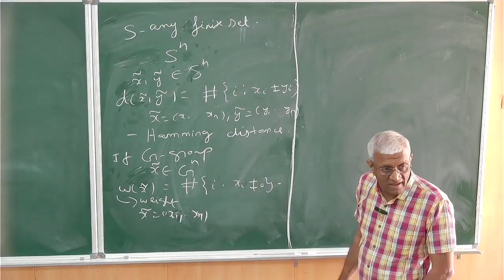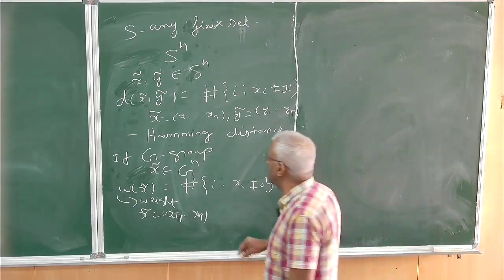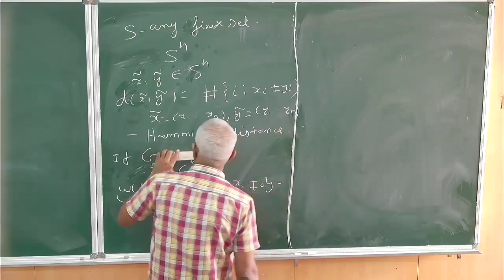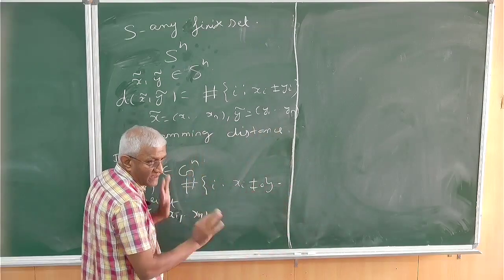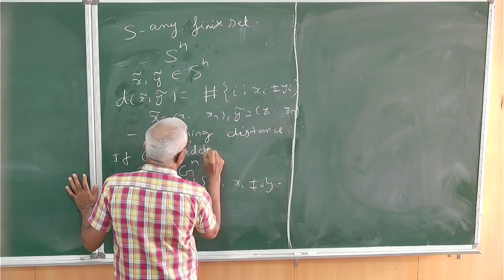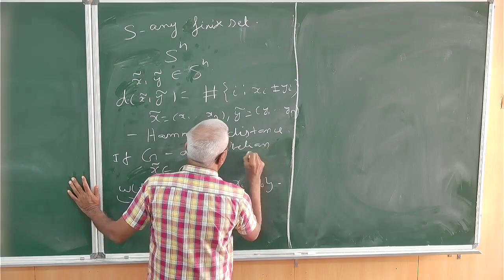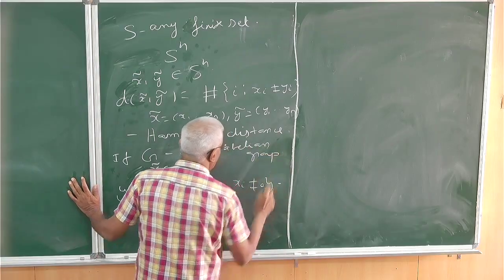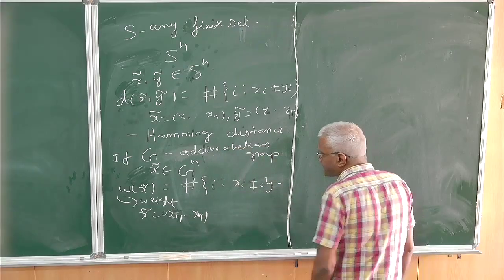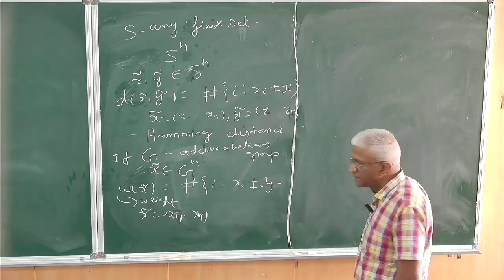Here zero means identity. G is additive, an abelian group. We always take an abelian group with additive notation, and zero is the identity element. This is what we have been using for all our weight representations: additive abelian.